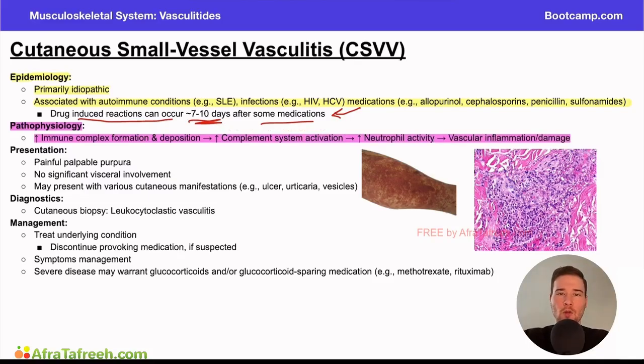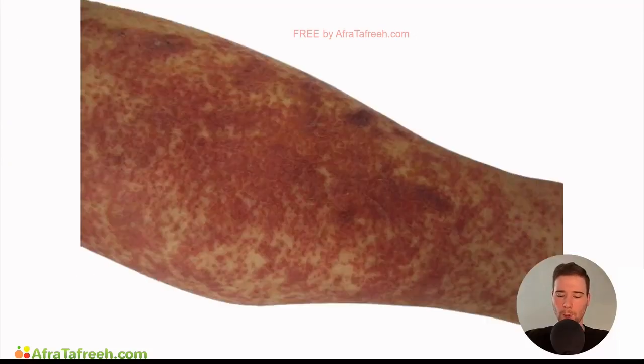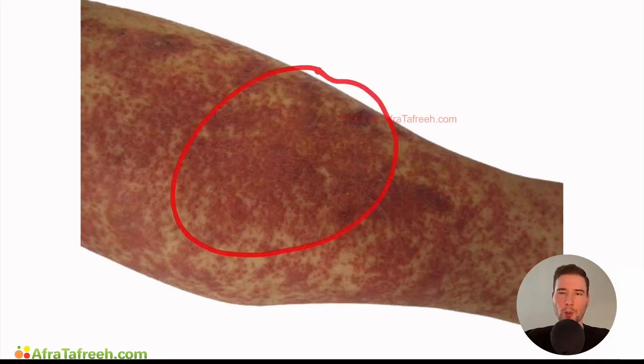So that is to say there's an overabundance of immune cell activity in a particular area that can actually damage the tissues and lead to some of our clinical findings. When we think about the presentation here, the classic and main one they want you to know is the painful, palpable purpura. And so if you draw your attention to this image right here, we can see the purpura, which is this kind of purplish reddish lesion on the skin that is non-blanchable.